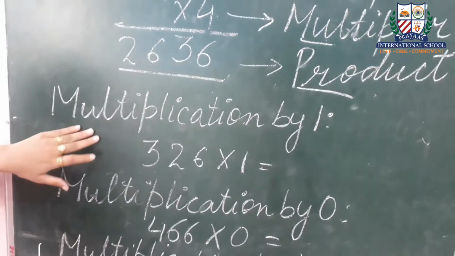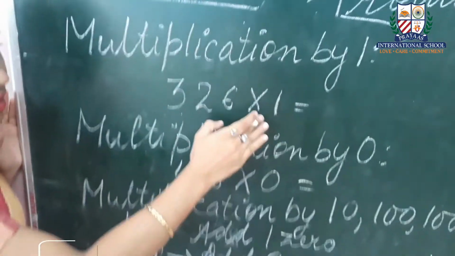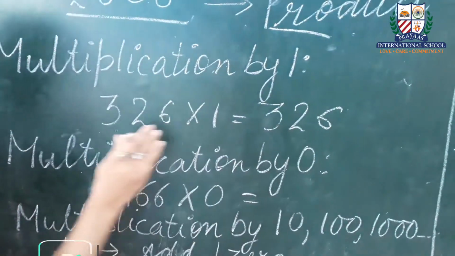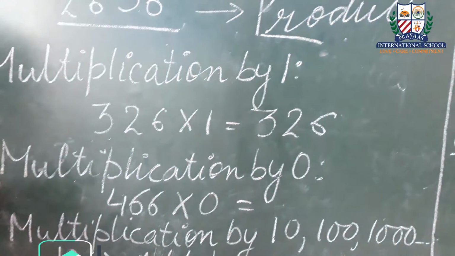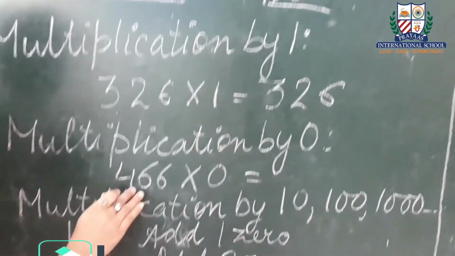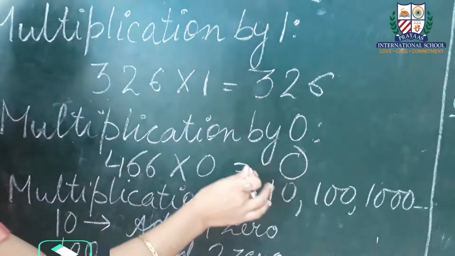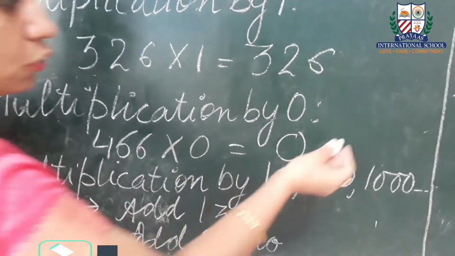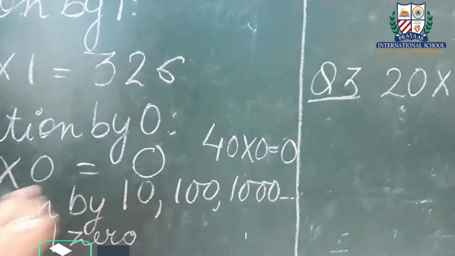Now if we have to multiply any number by 1, suppose we have to multiply 326 by 1, the answer will always remain the same, meaning the multiplicand will always be our product. Now if we want to multiply any number by 0, for example 465 multiplied by 0, the answer will always be 0. Suppose 40 multiplied by 0, it will also be 0.